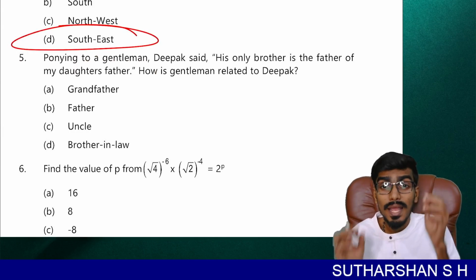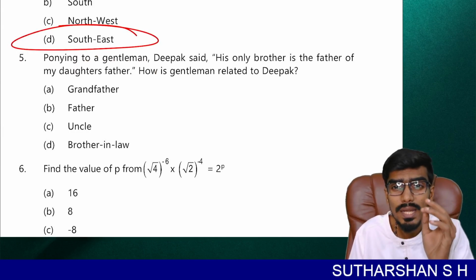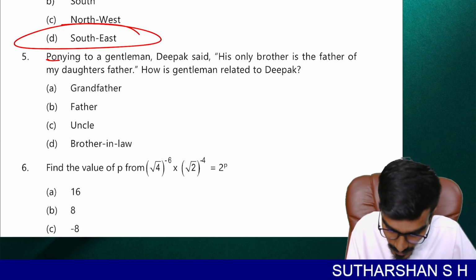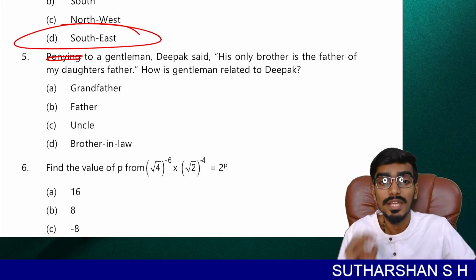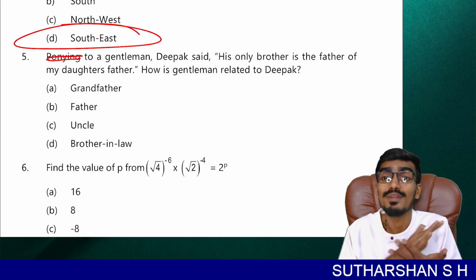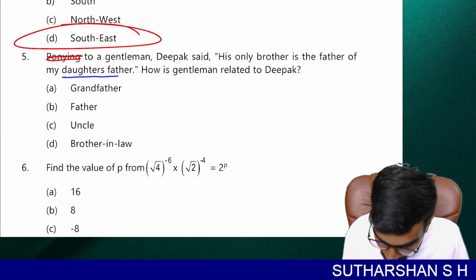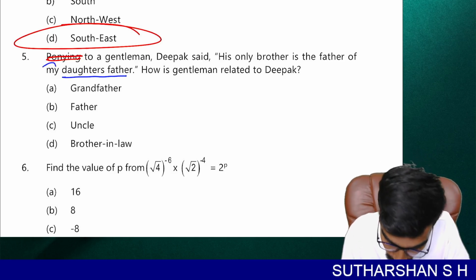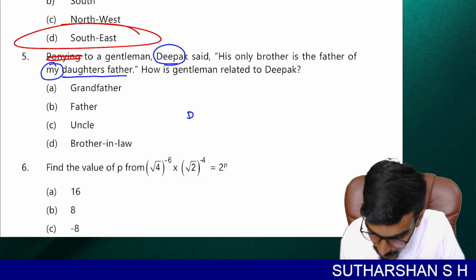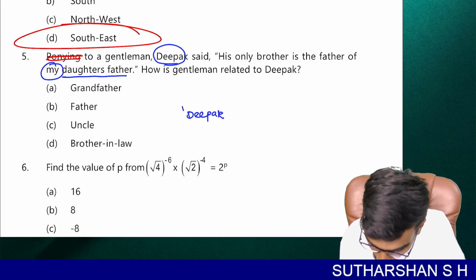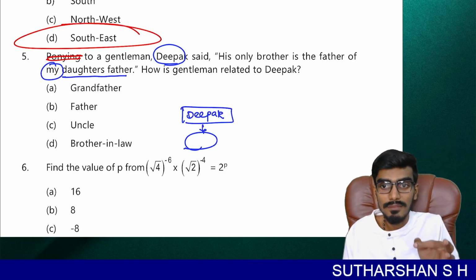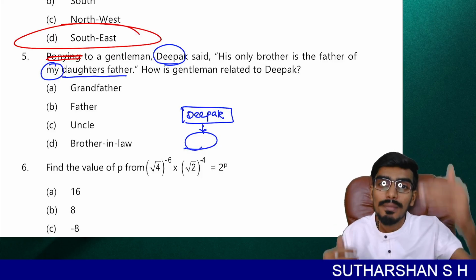Pointing to a gentleman, Deepak said, his only brother is the father of my daughter's father. Whenever pointing out someone is there, what you need to do? See, always read the question from the back end. What is the back end? My daughter's father. My means who is saying? Deepak said. So my denotes Deepak. So Deepak will be there. Deepak is having a daughter. Daughter's father is nothing but Deepak.